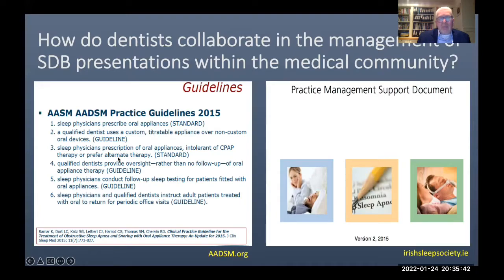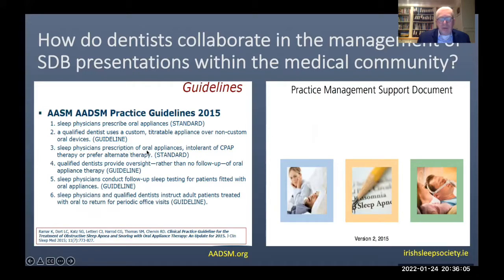In many cases, physicians will not recommend oral appliances as a first line of treatment, depending on the severity of the presentation. And so a treatment which is continuous positive airway pressure, which we'll look at further on, is the standard of care for more severe apnea presentations.